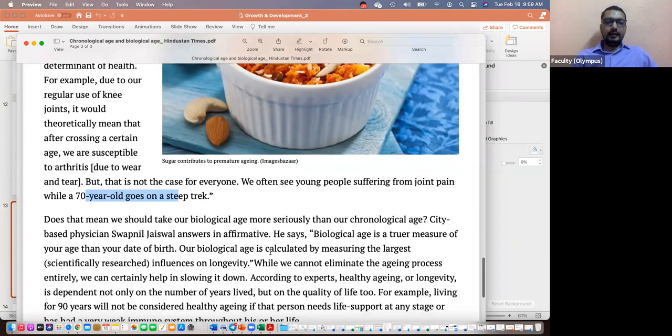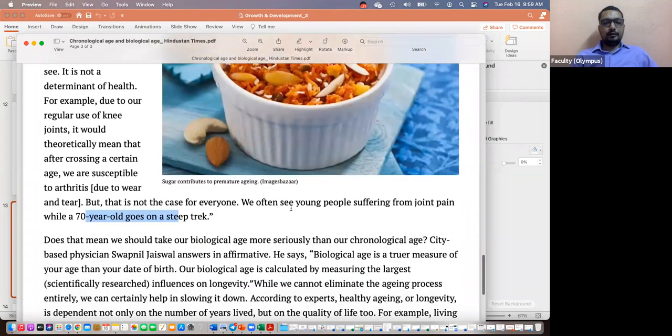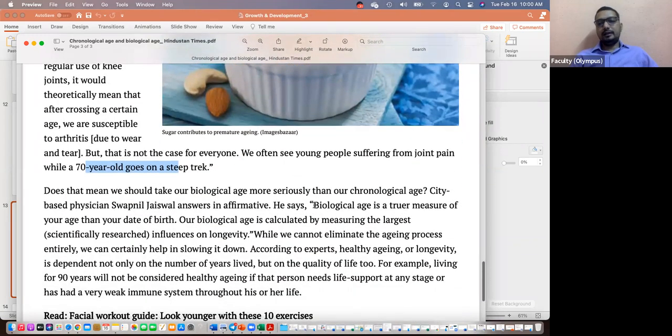So clearly, studies like the Dunedin study done by the New Zealand university indicate that biological age is a truer, more important measure of our age than chronological age. What is a truer or better measure of your age? It must be your biological age.